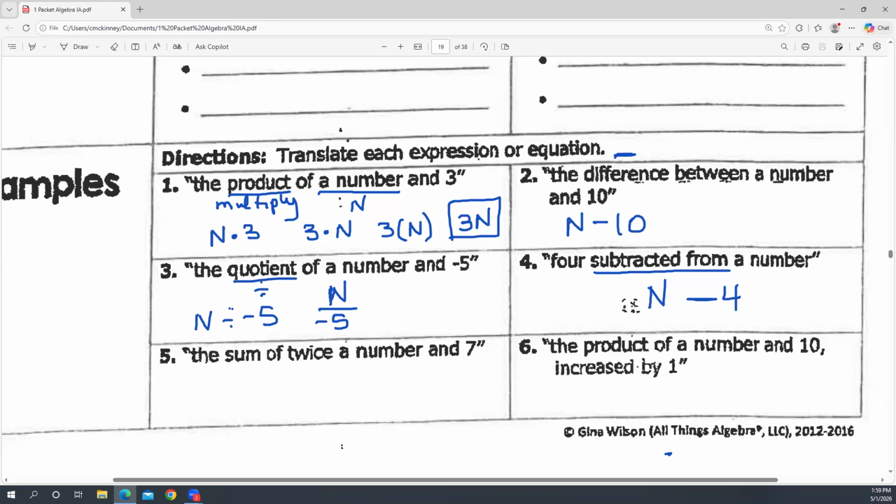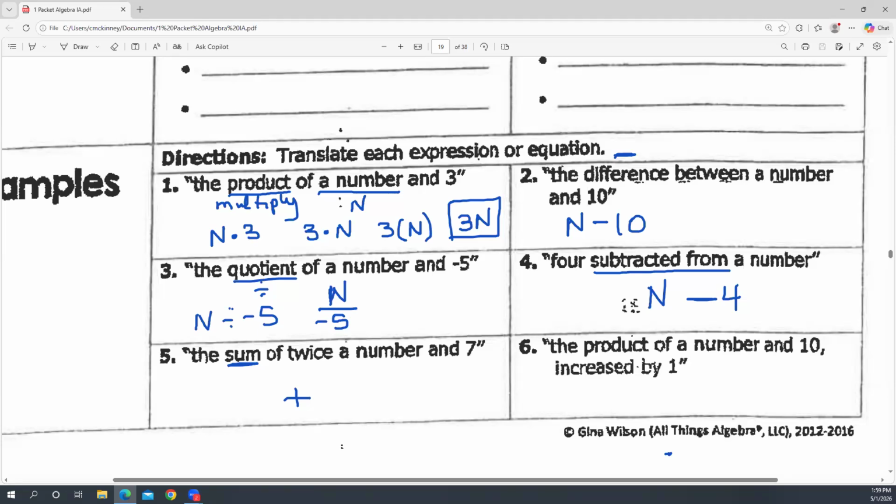If I just said 4, subtract a number, it would be 4 minus n. But subtract it from means we've got to start with what's at the end. The sum, well, that tells me plus twice a number. So now I need to keep reading to see what I'm adding together.